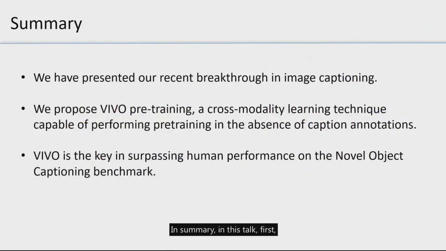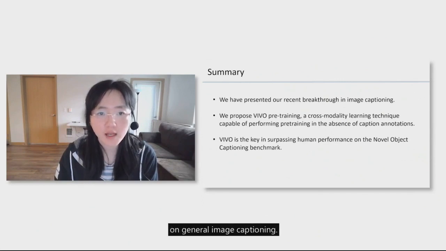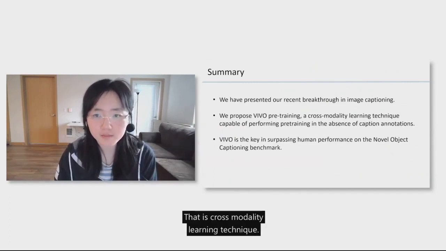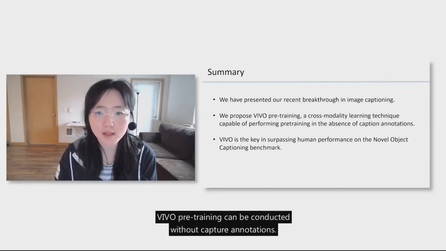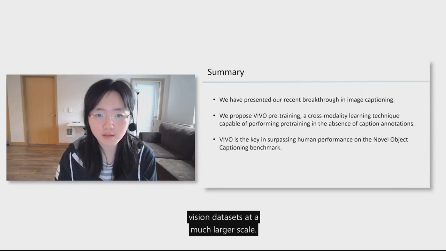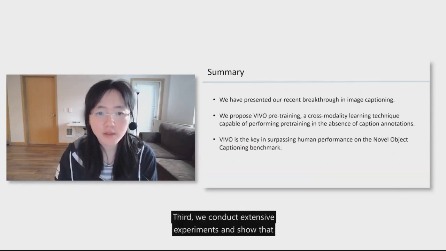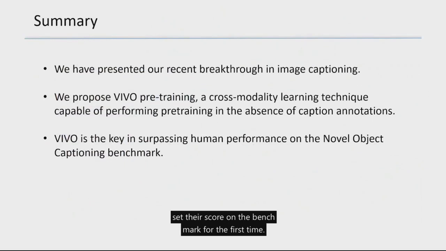In summary, in this talk, first we present our recent work on visual language pre-training to substantially improve the performance on general image captioning. And second, we propose VIVO pre-training, that is a cross-modality learning technique. Unlike existing vision language pre-training methods, VIVO pre-training can be conducted without caption annotations. This opens the possibility of using vision datasets at a much larger scale. And third, we conduct extensive experiments and show that VIVO pre-training is the key to improve performance on novel object captioning. And our best model surpasses human CIDEr score on the benchmark for the first time.